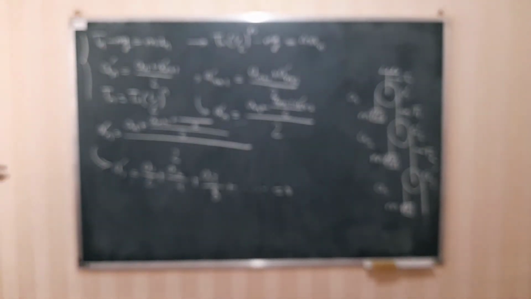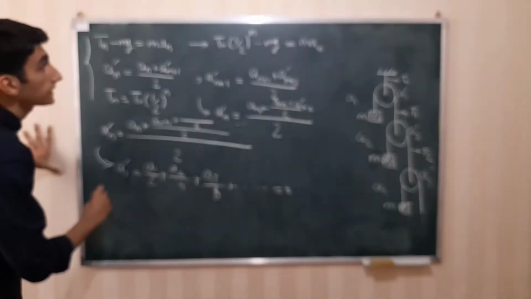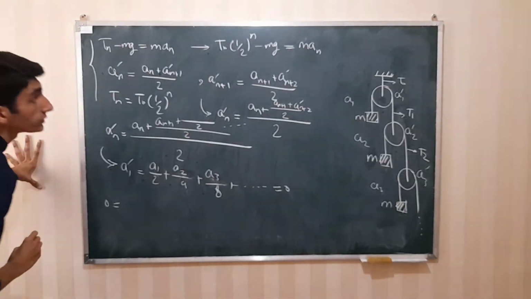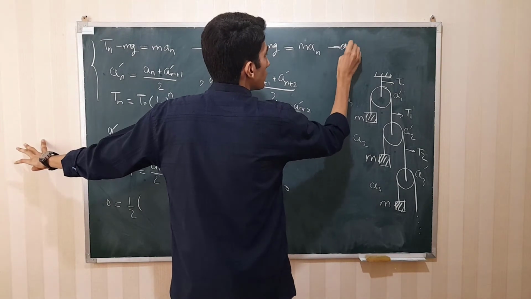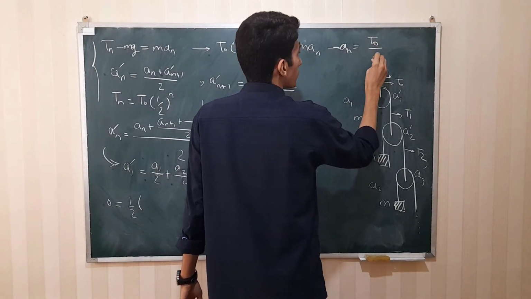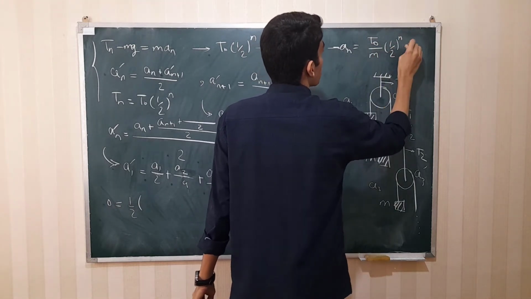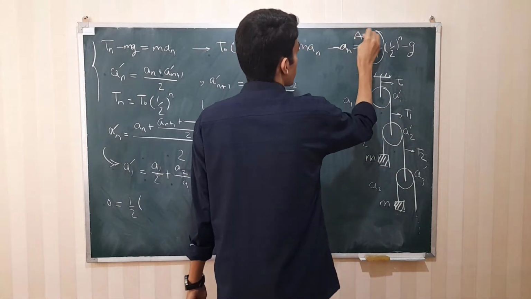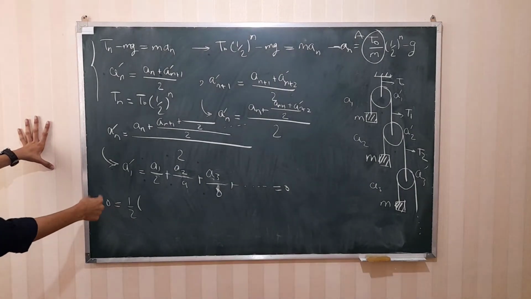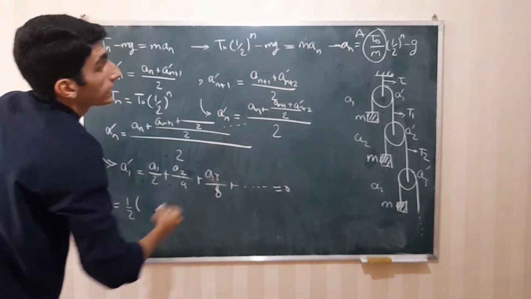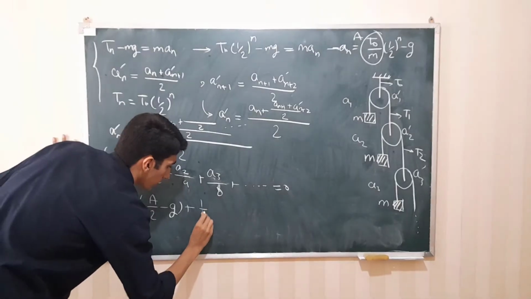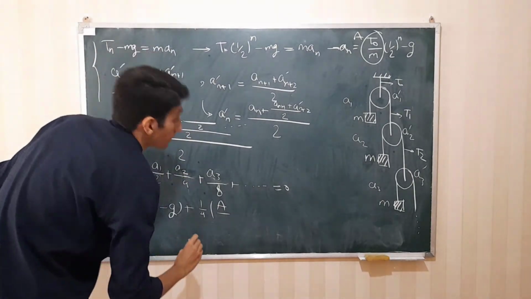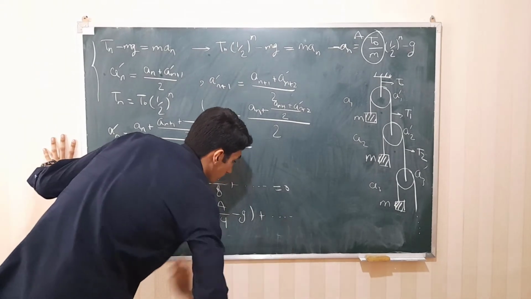So now I would use this equation and this equation to simplify these equations. What I would get is 0 is equal to 1/2 times a1. I can write an as T0 over m times 1/2 to the power of n minus g. I would write this T0 over m as capital A. What I would get is that 0 is equal to 1/2 times (capital A over 2 minus g), plus 1/4 times (capital A over 4 minus g), and so on.